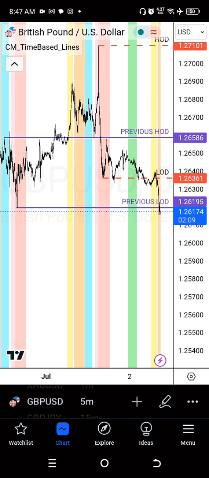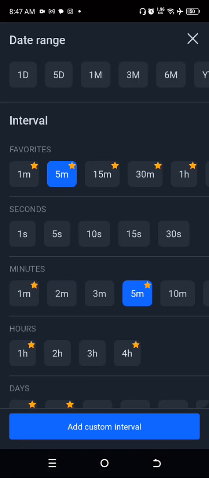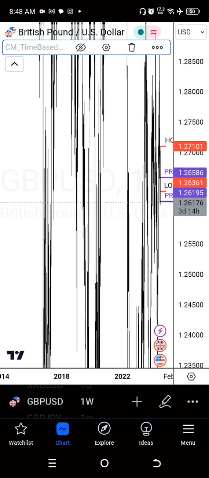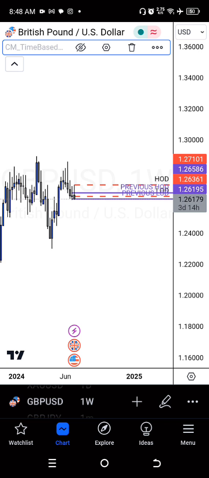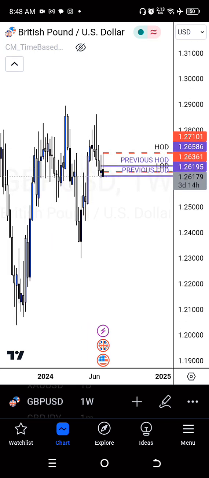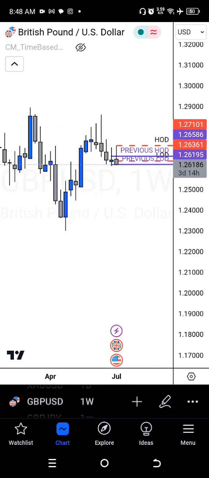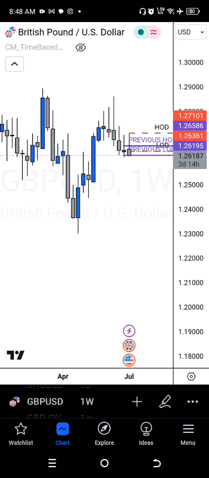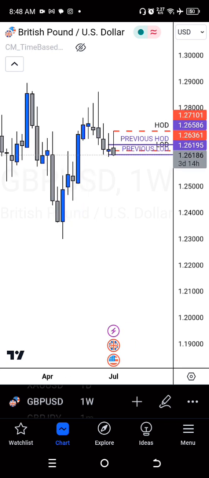Now let's get right into it. The first thing I will do is switch off the CM time based indicator. You don't need it for now. I'll move my time frame to the weekly time frame. Now what am I looking for? I want to mark supply and demand areas on the weekly, daily, 4H, 1H, and so on. I want to look at the last candle before a bullish move or a bearish move.